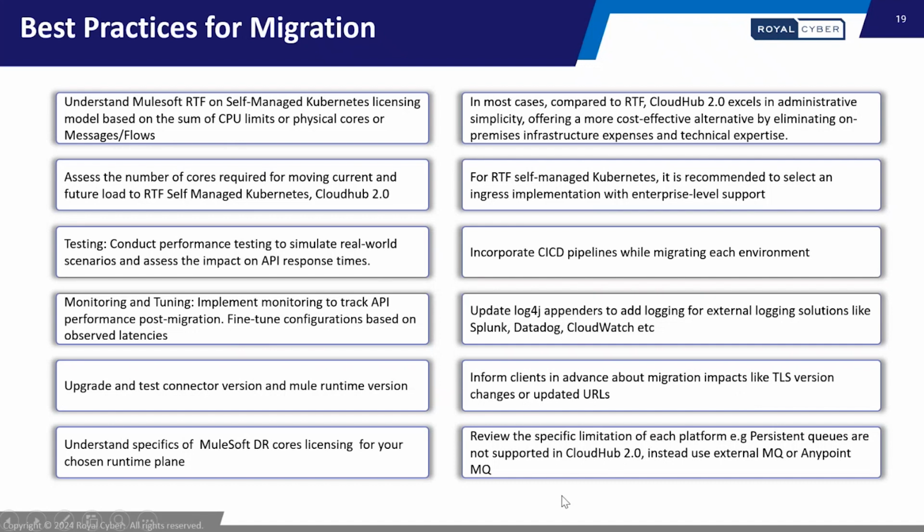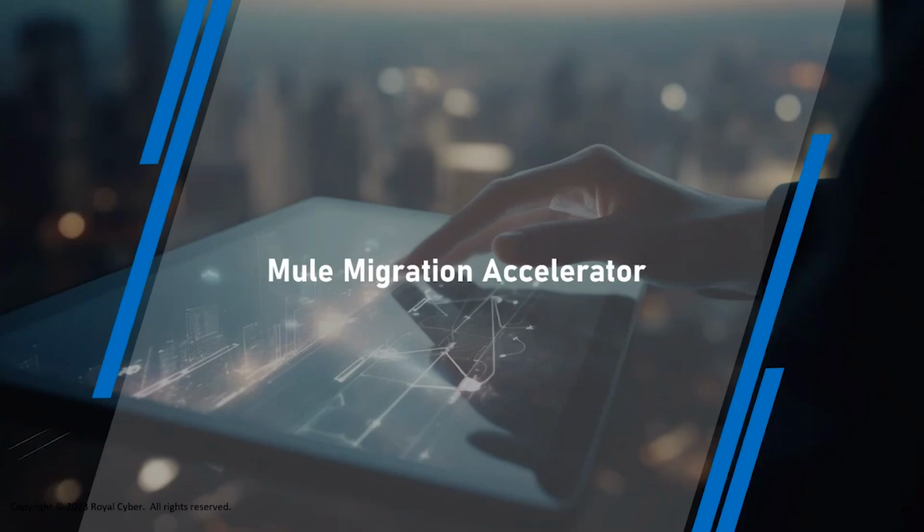And finally, we need to review specific limitations for each platform. For example, persistent queues are not supported in CloudHub 2.0, and instead we use some external MQ solution or Anypoint MQ. So we should also review the platform-specific limitations. These were some factors that we need to keep in mind. And with this, we will move to the Mule Migration Accelerator.